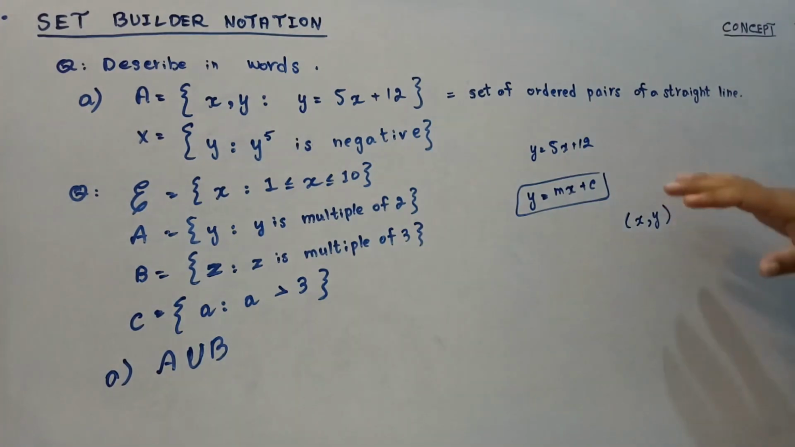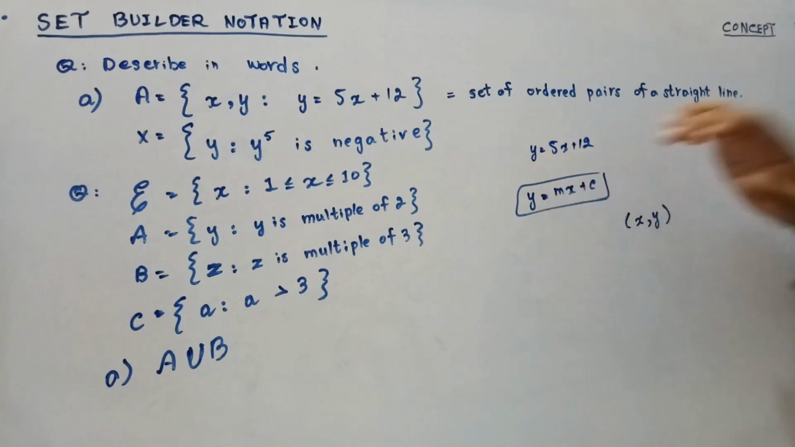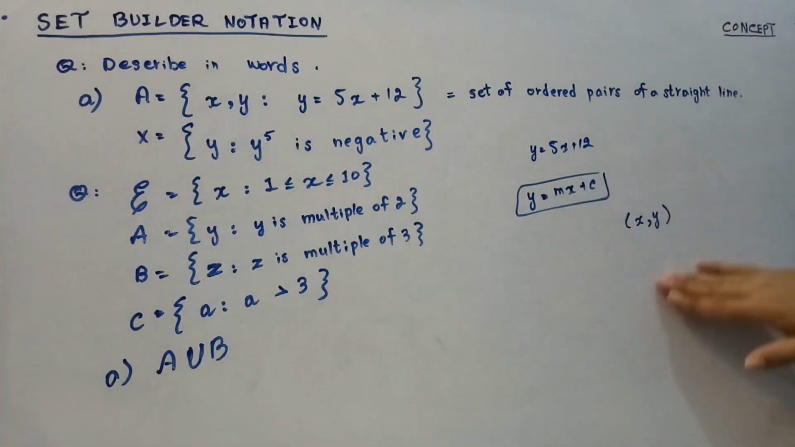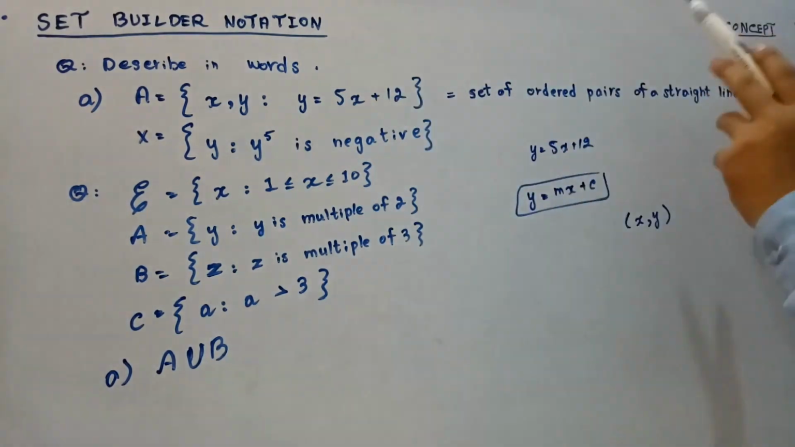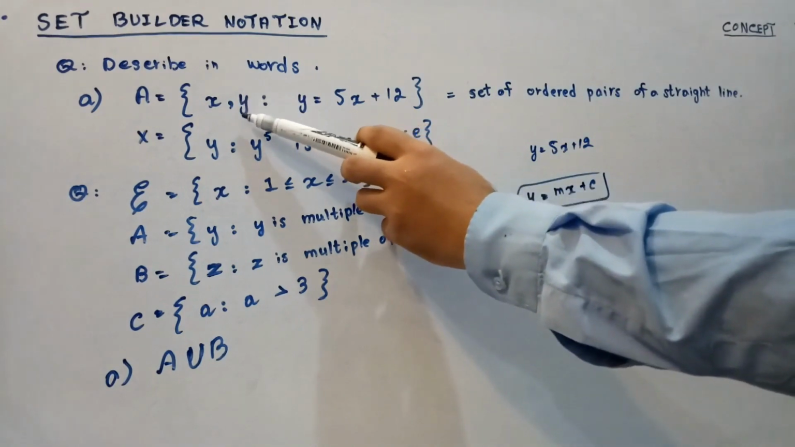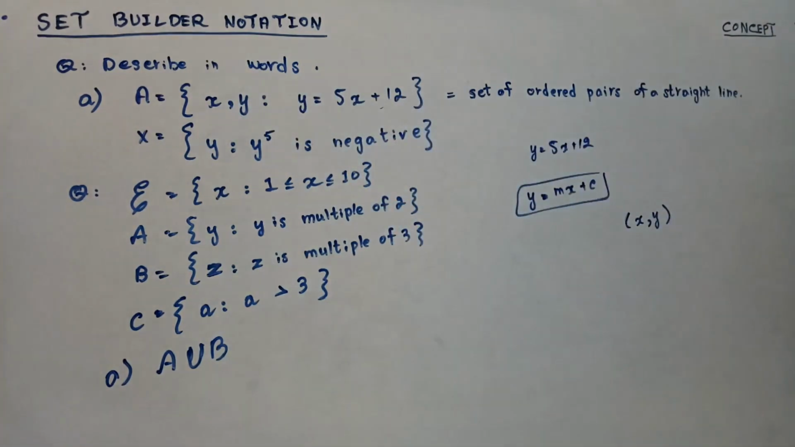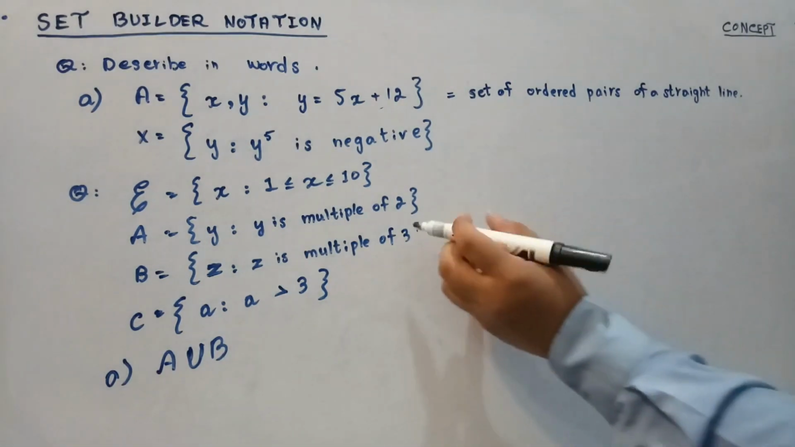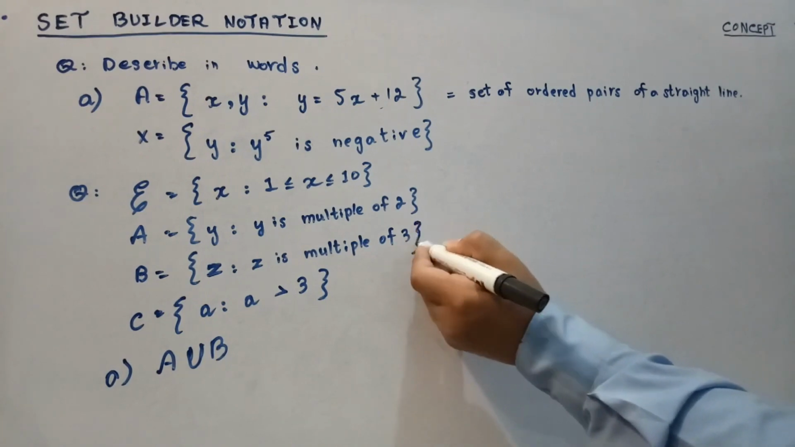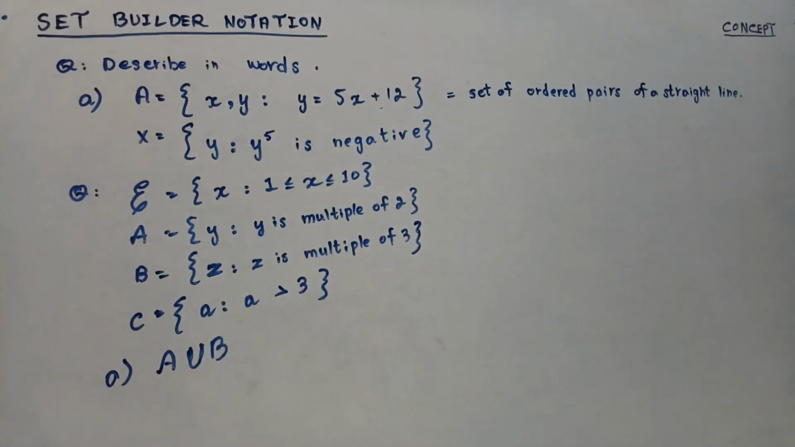Here we put the value of x, and according to it we get a value of y, and then we plot a straight line with the help of this equation. So x and y are the ordered pairs of a straight line, and the straight line equation is this one, clear? So it is a set of ordered pairs of a straight line, and the equation of the straight line is this one. So that's how we can describe this one, okay, clear? Because this is not our topic, I'm not going into detail.